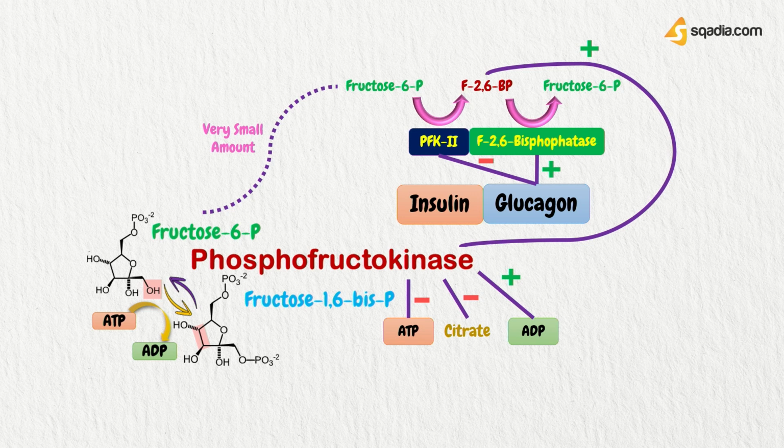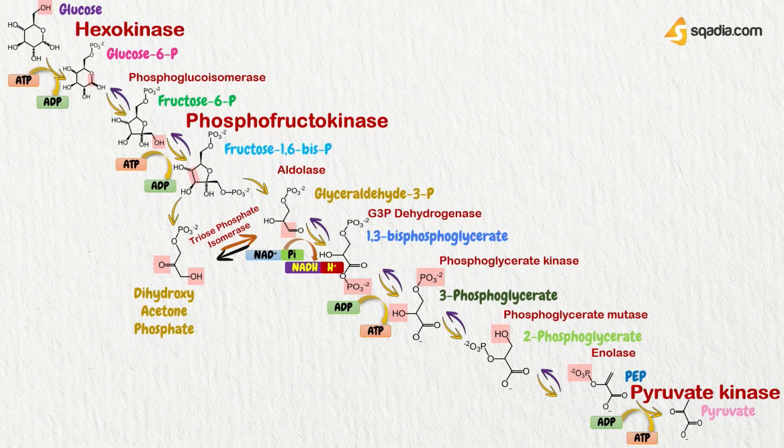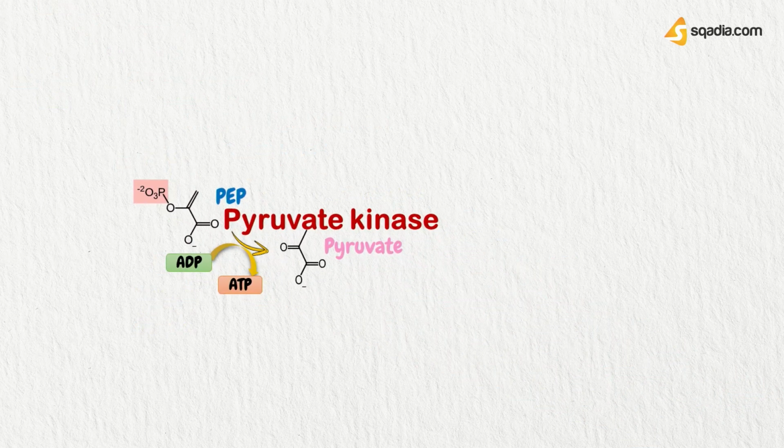All right, so if we talk about insulin, insulin is going to upregulate PFK2, so there will be more production of fructose 2,6-bisphosphate. And whenever it acts on the fructose 2,6-bisphosphatase enzyme, it's going to downregulate it, so that there will be less conversion of fructose 2,6-bisphosphate back to fructose 6-phosphate. All right, so that was a bit tricky to learn, but I hope I've made the concept clear. So that was all about the regulation of phosphofructokinase. Now, moving towards the regulation of the last enzyme, pyruvate kinase, which is pretty simple to understand.